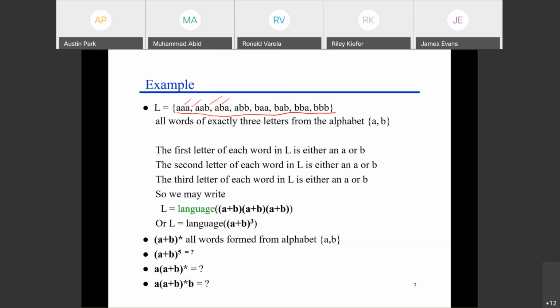And I just explained to you, the first letter of each word in the language is either A or B, the same is the case with the second position of the word, and the same is the case with the third letter of each word in this language. It can be A or it can be B.